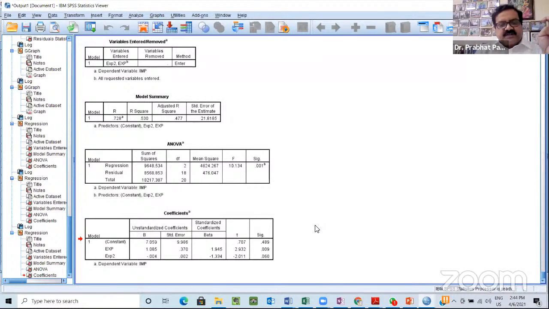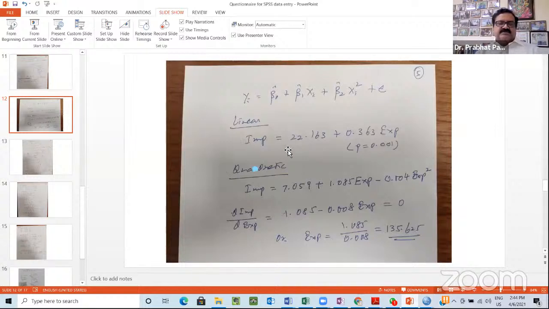Second, beta 2 is negative. That means the second derivative is going to give us a negative. So it's a turning point. So the curve is going up and up, and at a certain point of time, it is going to peak, and then after that, it is going to go down. So if you look at this equation, I've written the equation over here.